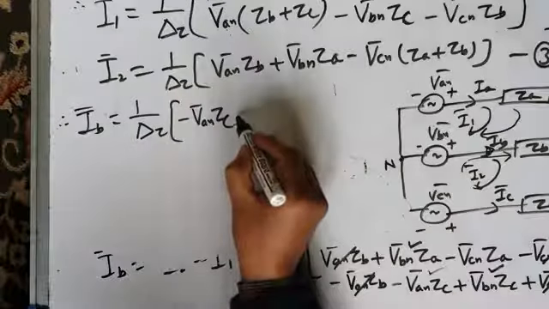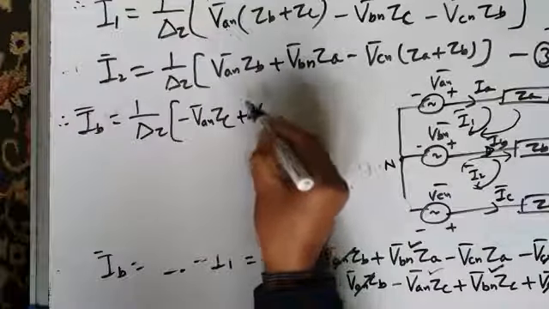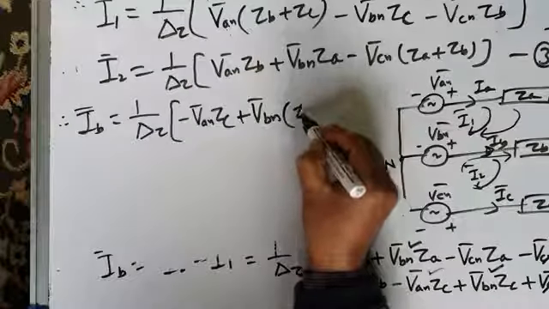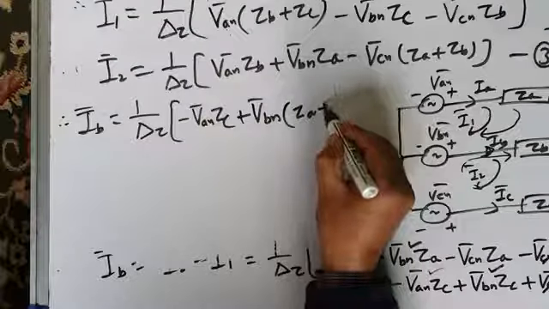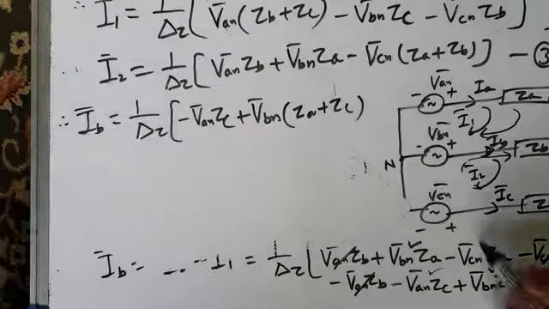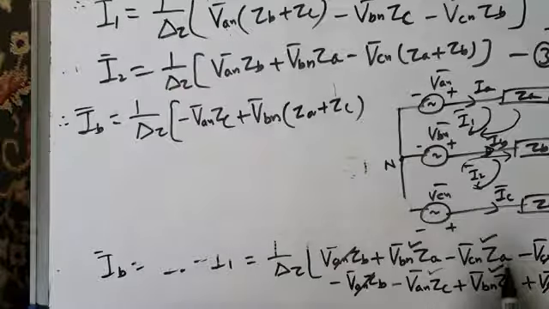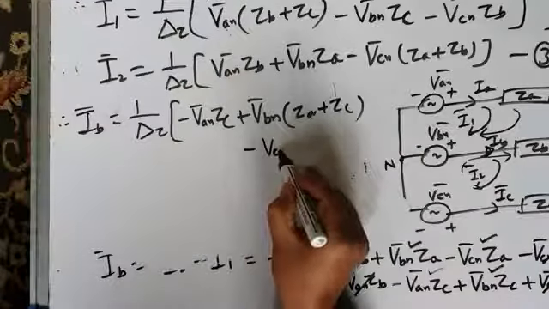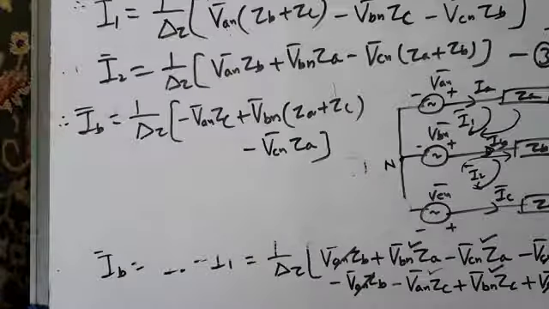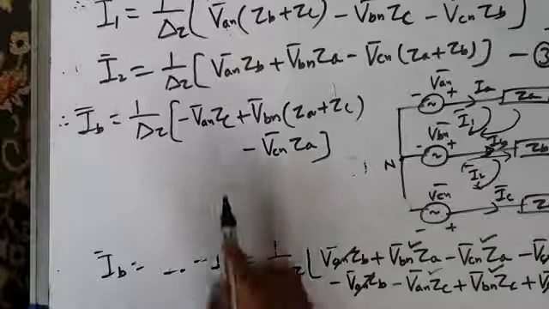Okay, I will take VBN common plus VBN. Inside I will get ZA plus ZC. Okay, and then I am left with this term minus VCN ZA. So this is my line current IB. Okay, ZA plus ZC VBN minus ZA VCN and minus ZC VAN. This is my IB.